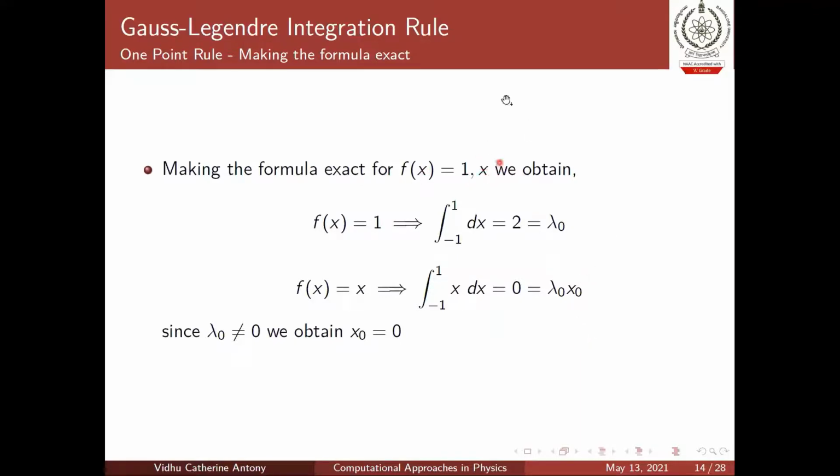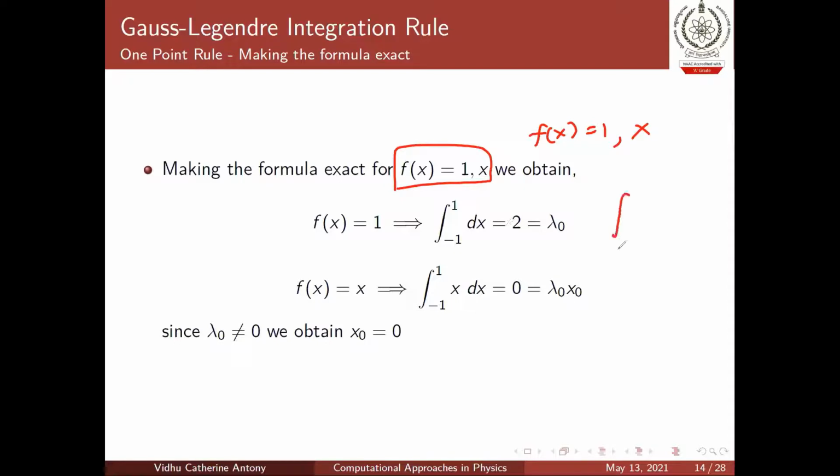Now how do you make the formula exact for f of x equal to 1 and x? It's not very prominent, let me just box that. You need to make the formula exact for f of x equal to 1 as well as x. So first, you have f of x equal to 1.